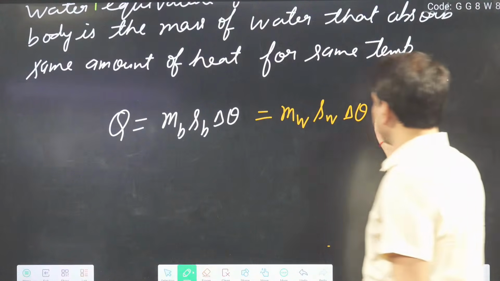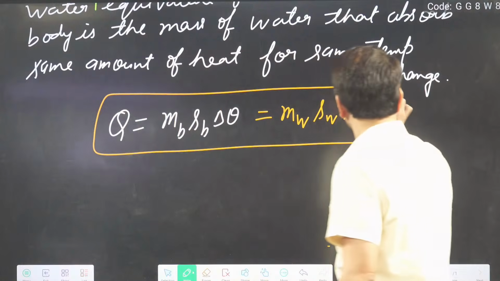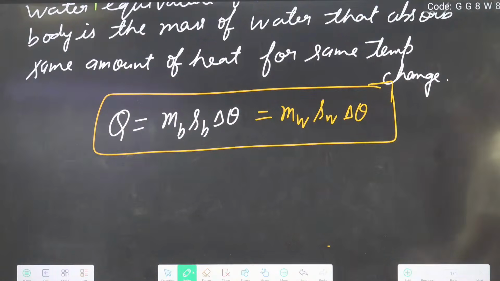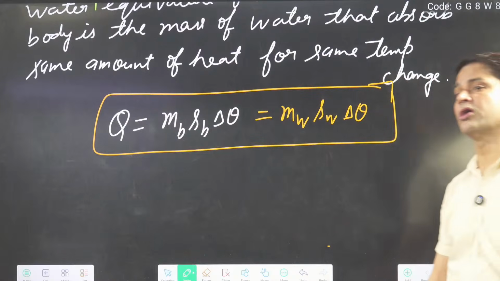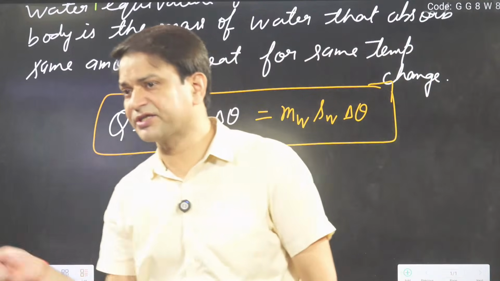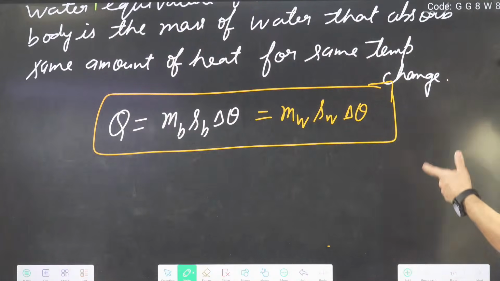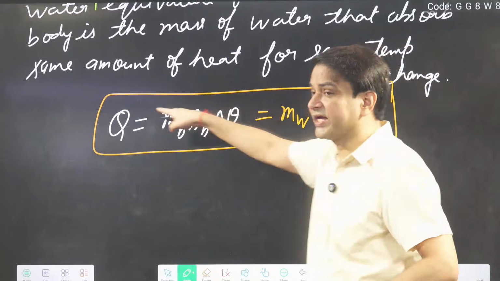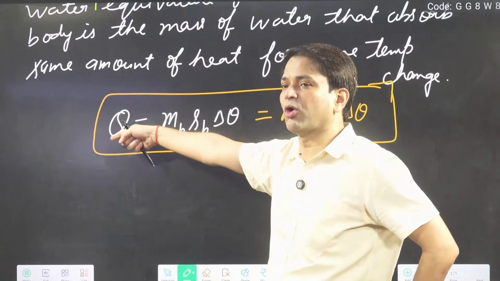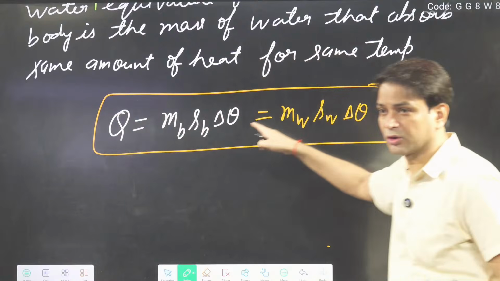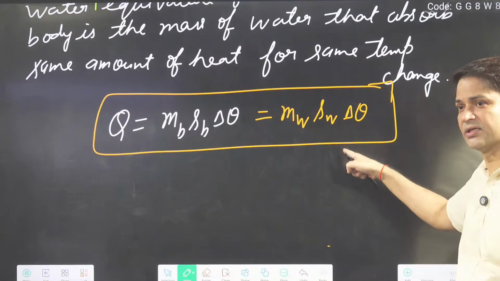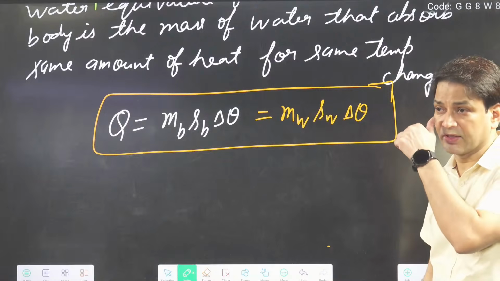So this relation one you have to remember. By the definition directly we can remember. Okay. Now in this relation, what is the water equivalent? M W. Now, if they give the heat absorbed by the body and they are asking the water equivalent, so I will use Q is equal to M W S W delta theta. Okay. Then I can find the water equivalent.